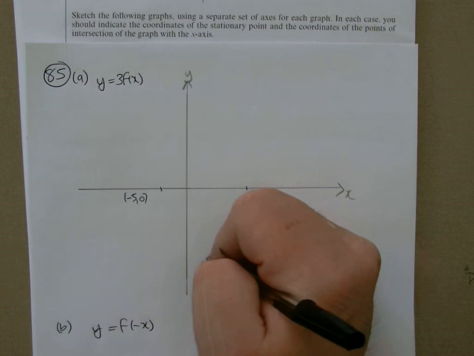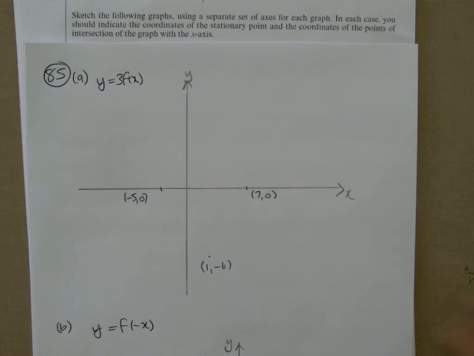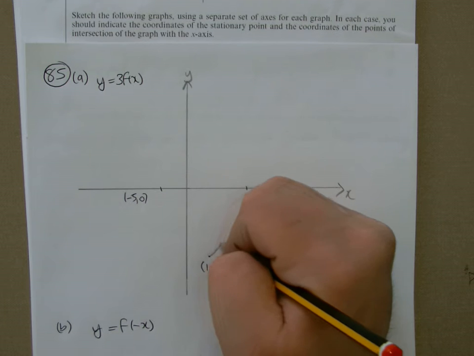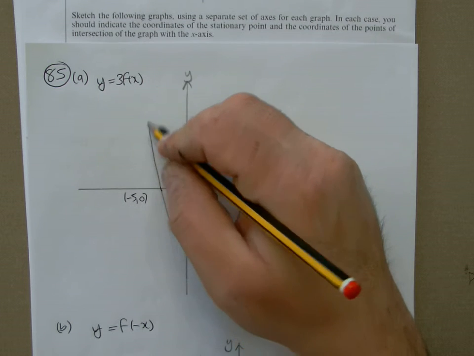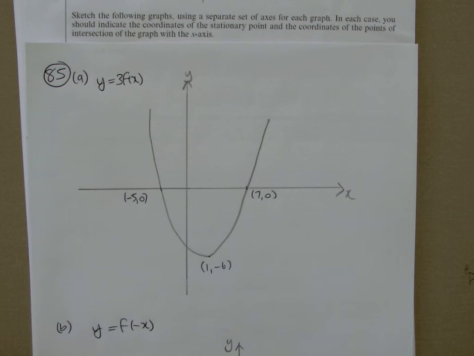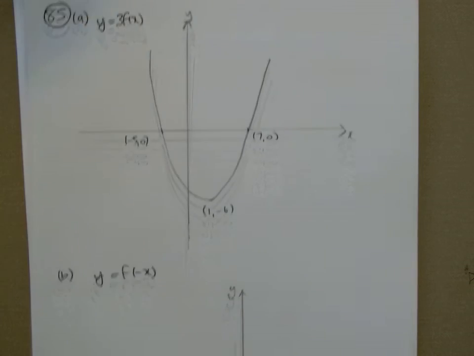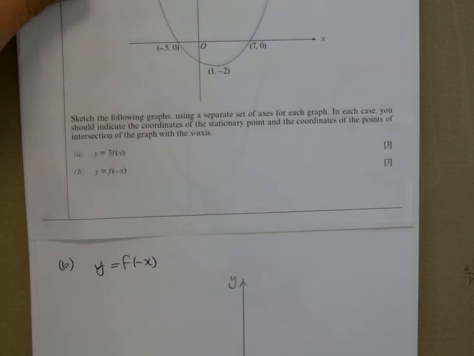So you can draw your quadratic, I say quadratic f of x. Obviously it looks like a quadratic curve here, doesn't it? Smiley face. And we've got our new minimum point. Okay, so for part B then, we're asked to draw f of minus x.